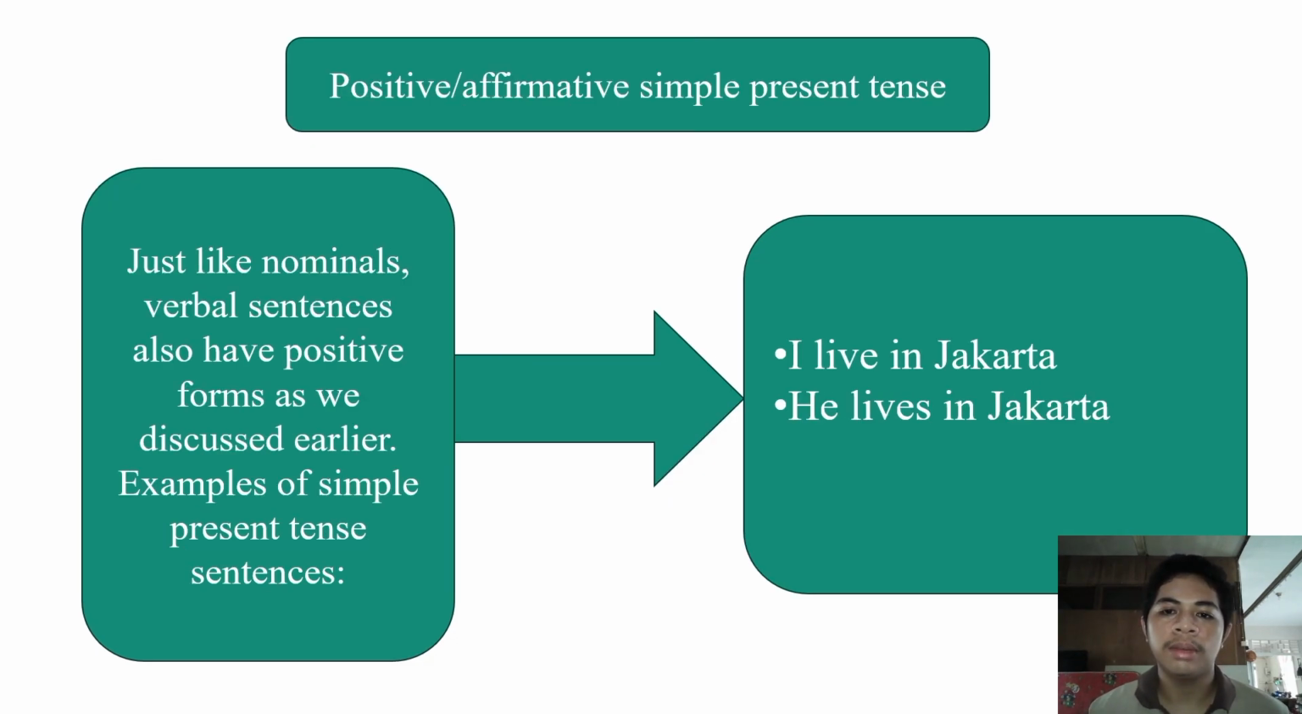Positive, affirmative simple present tense. Just like nominal sentences, verbal sentences also have positive forms as we discussed earlier. Examples of simple present tense sentences: I live in Jakarta. He lives in Jakarta.